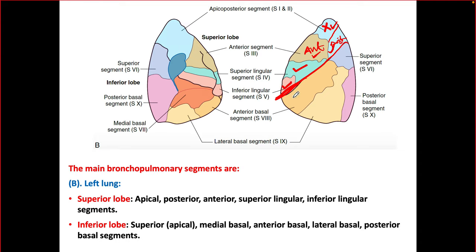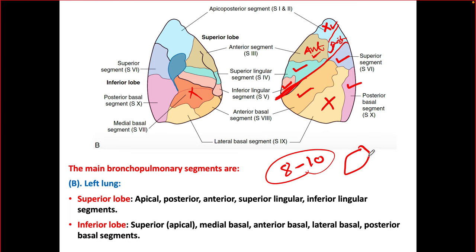Now, the inferior lobe is similar to the one on the right lung. Apical, anterior, posterior, lateral, and medial from inside. Thank you. So in the left lung, you have from 8 to 10 segments. It depends if sometimes two segments fuse to each other, so we consider them one, so from 8 to 10.